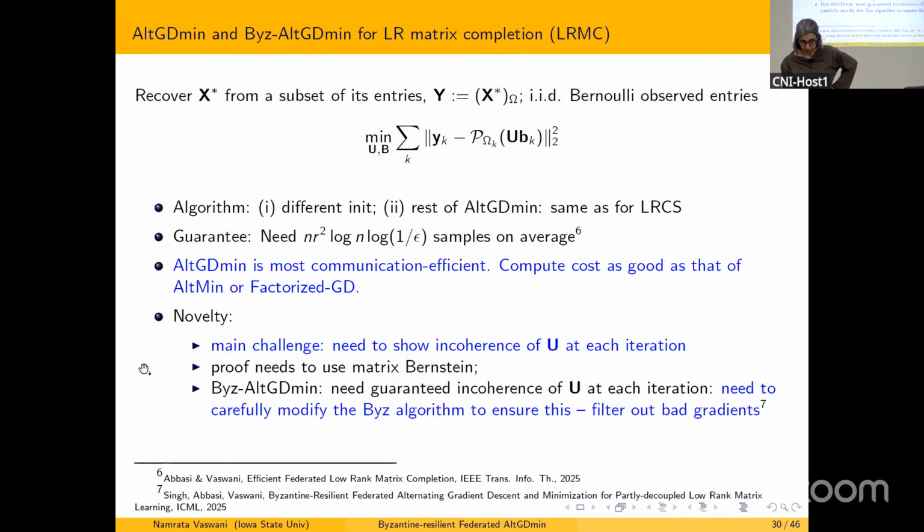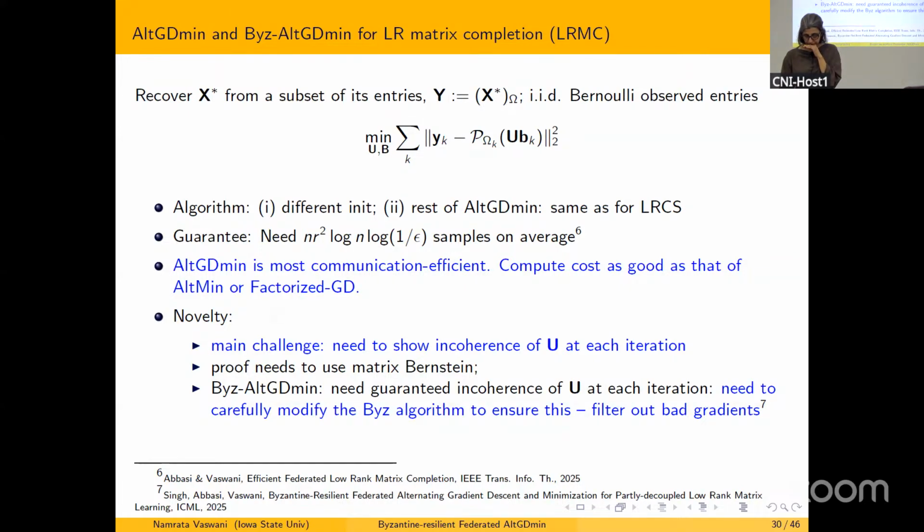So what you can argue here is AltGDmin is the most communication efficient. Compute cost wise, it's as good as either AltMin or factorized GD. And the other reason for communication efficiency is there's one great data exchange step. So when you look at Byzantine resilience, it's a lot more communication efficient. For factorized GD, first of all, I think the proof might even break down, but you'd be using 2 rounds of geometric median computation, so it becomes really slow.